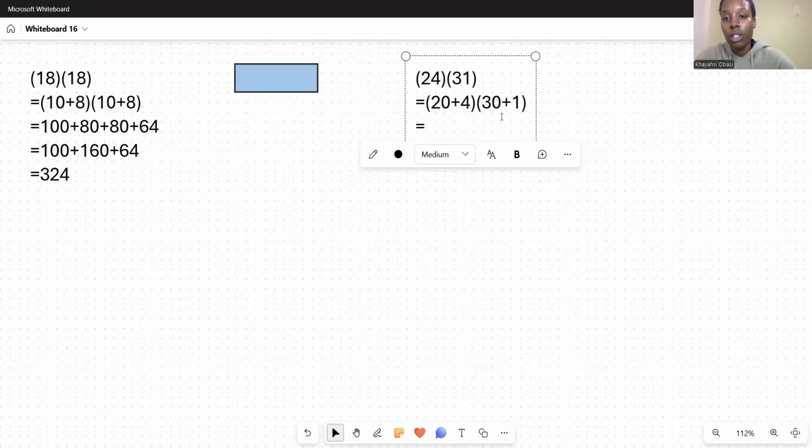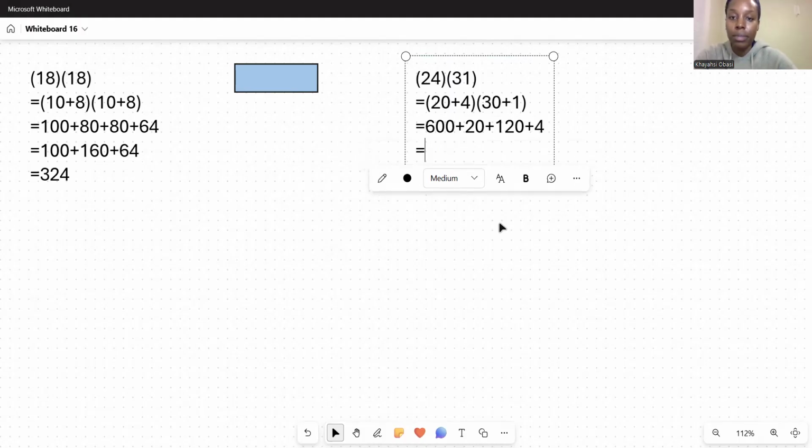We multiply the firsts together, 20 times 30. 20 times 30 gives us 600. And we're going to multiply the outer placements. 20 times 1 gives us 20, and the inner placements, 4 times 30 gives us 120, and last but not least, the last placements, 4 times 1 gives us 4.